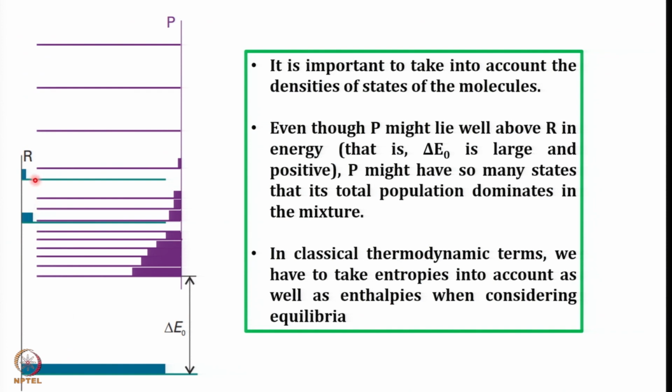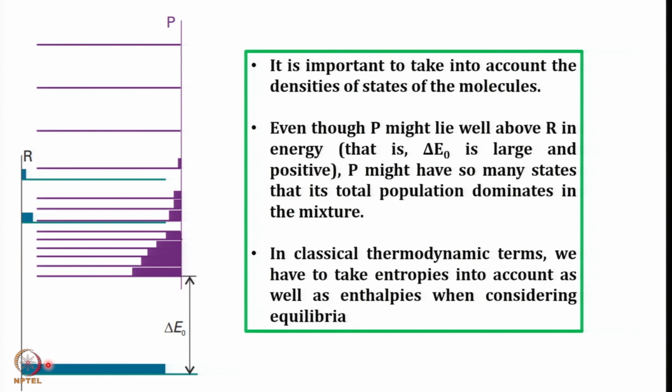That means, under these conditions, the population of product dominates in the mixture, even though P is lying above R. It is dominating because the density of states is higher, and if you count the overall population, that will be more than the population of molecules in the energy states corresponding to reactants.